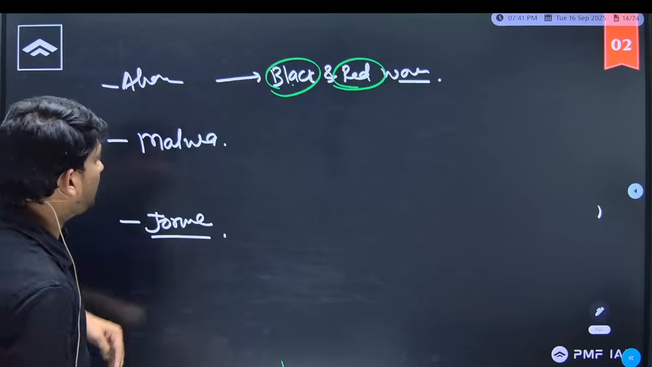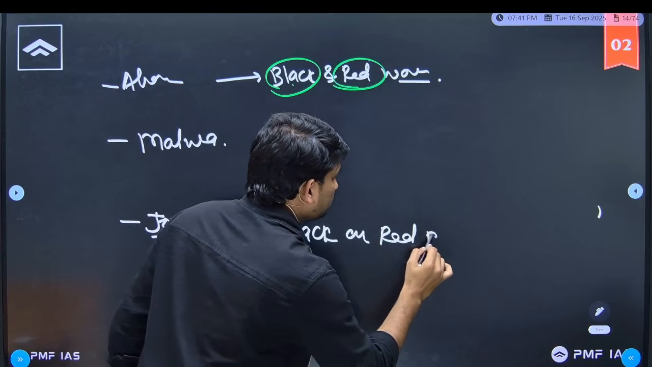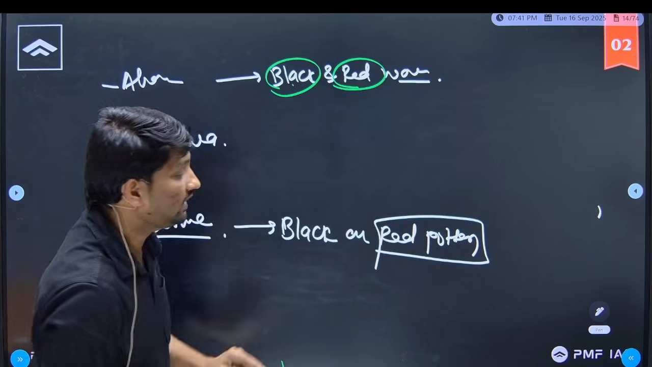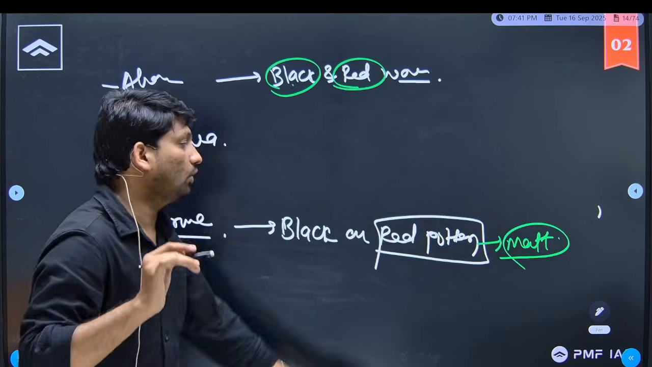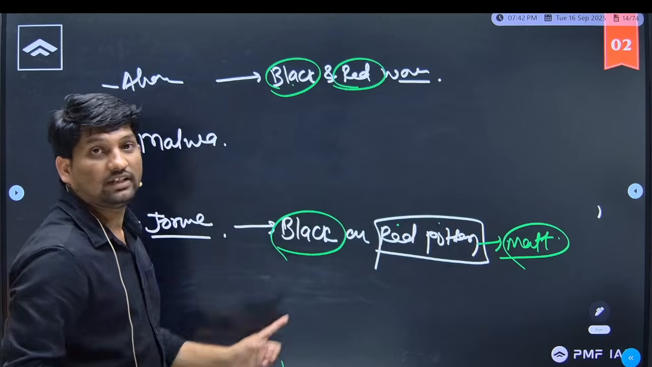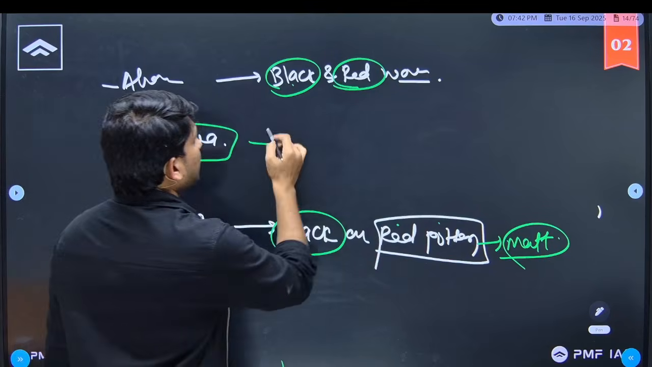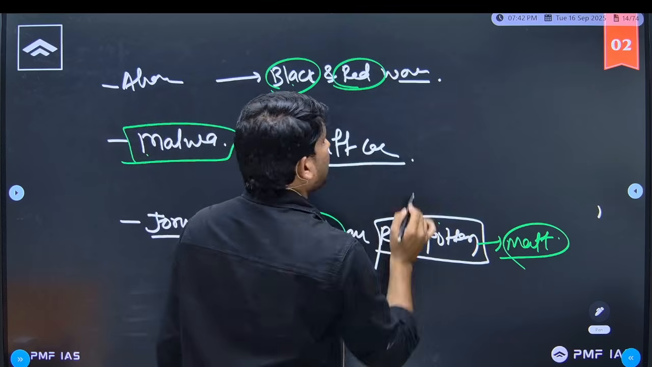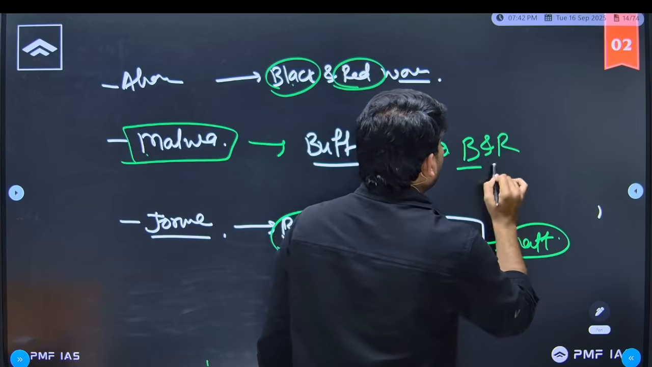If you consider this Jorwe culture, we have this black on red pottery, which means the color of the pottery is red. This is red colored pottery and the surface is matte, without too much glow. This is red pottery with a black design. And if you consider this Malwa culture, this is neither black nor red. This is buff colored, meaning light brown, yellowish brown color, with design in black or red.